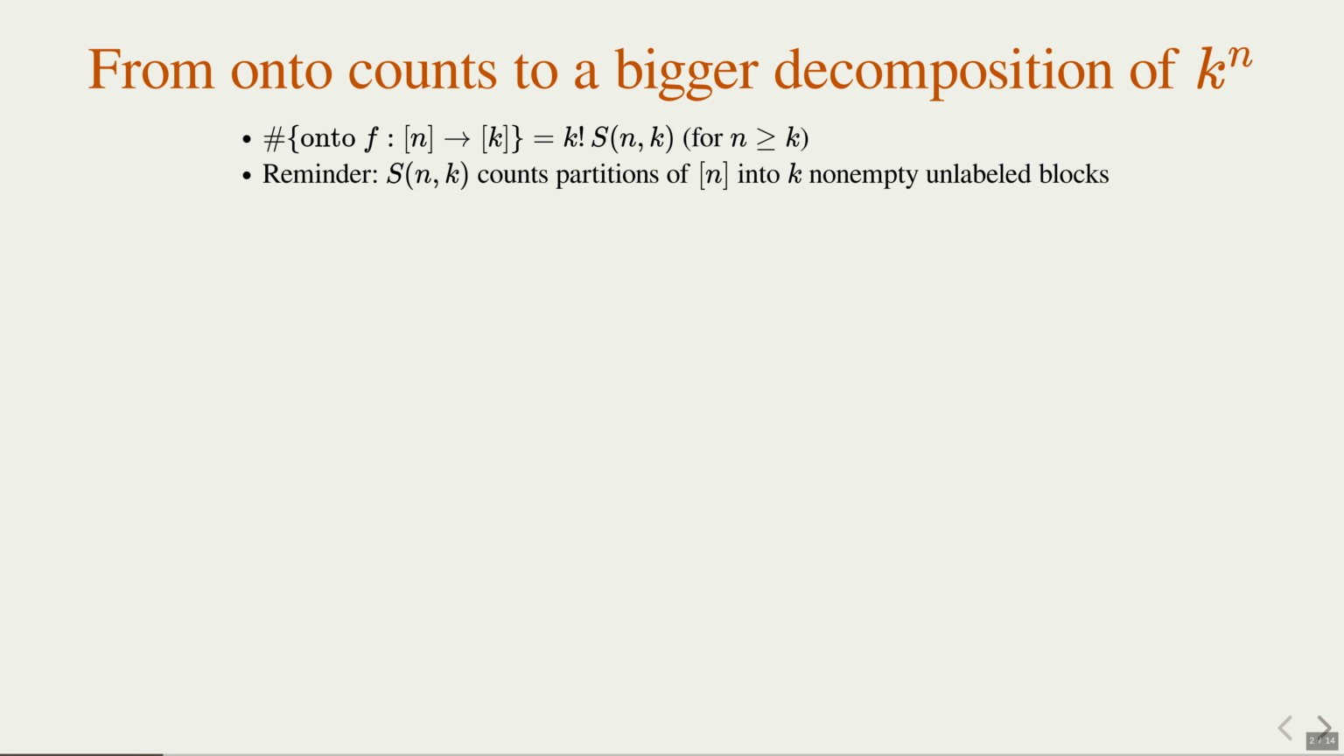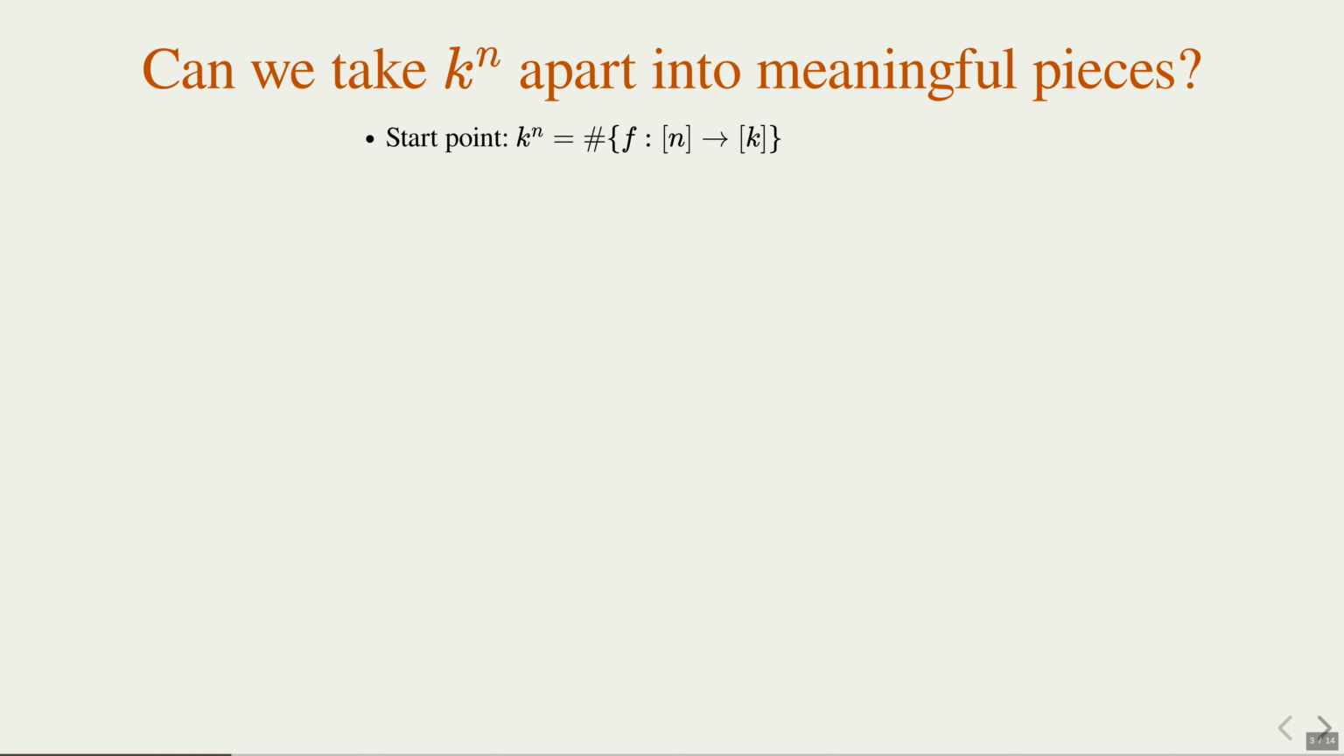So Stirling numbers are basically counting partitions, right? Exactly. Now here is the new twist. Instead of only looking at onto maps, we will group every function by how many distinct outputs it actually uses, meaning the size of its image. Can we take k to the nth power apart into meaningful pieces?